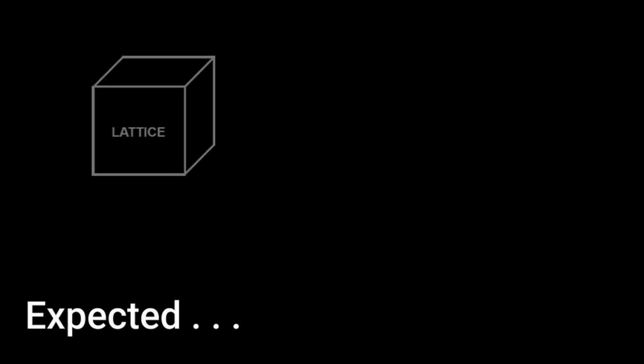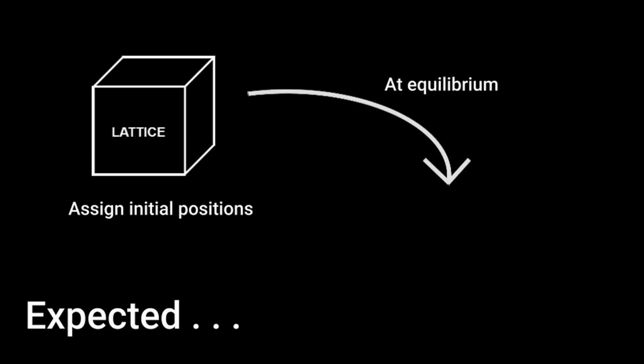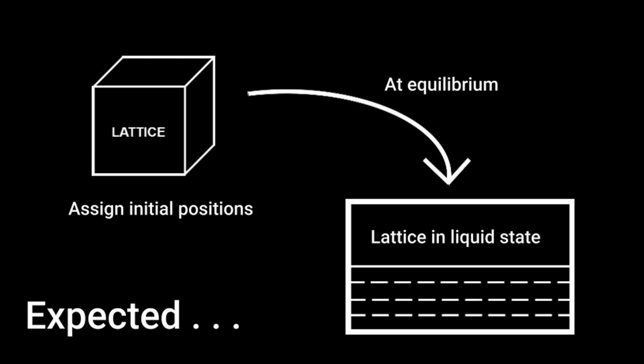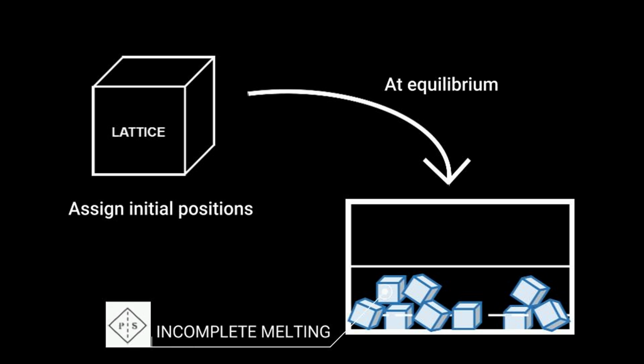Following the previously mentioned step, we first assign initial positions to molecules by establishing a crystal lattice, and then we would expect it to melt to get water molecules in a liquid state at equilibrium. But as the simulation progresses and reaches 3 degrees Celsius, the crystal lattice would not melt completely and would exist in a metastable state. That means the half solid and half liquid state.